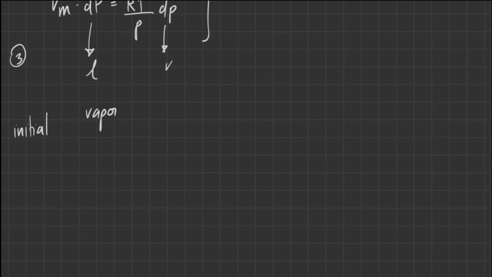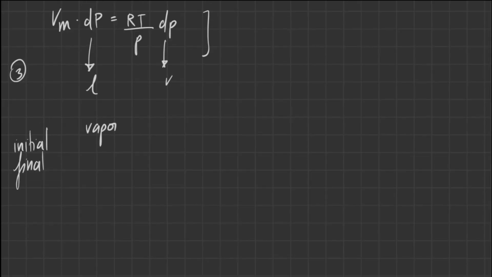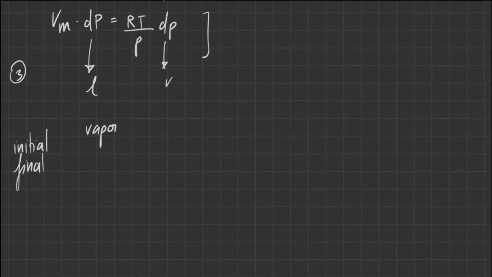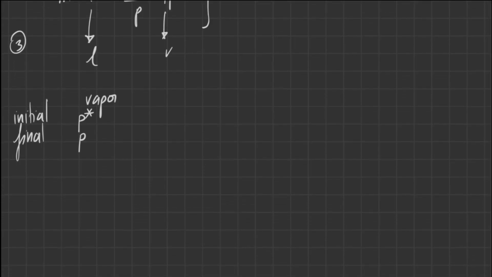So the initial condition and the final condition. The initial condition that we want to integrate for in terms of vapor and partial pressure is P star, where P star refers to the vapor pressure at a standard condition. By standard condition I mean 1 bar, no applied pressure, pure molecule. So P star. The final will be P after the applied pressure.